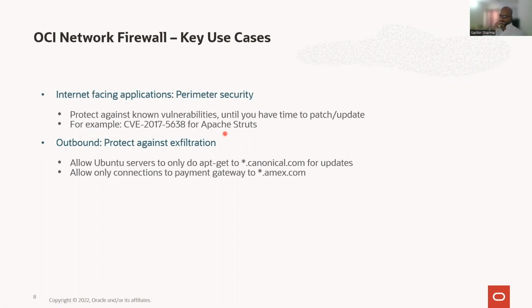And the second use case is outbound, protect against exfiltration. For your outbound connectivity, if your users on OCI want to connect to the outside world from any of the gateways like internet gateway, or dynamic routing gateway, you can protect your data which is going out of OCI from the resources in OCI through OCI Network Firewall. These are perfect examples of securing and monitoring your north-south traffic. This is going out of OCI.